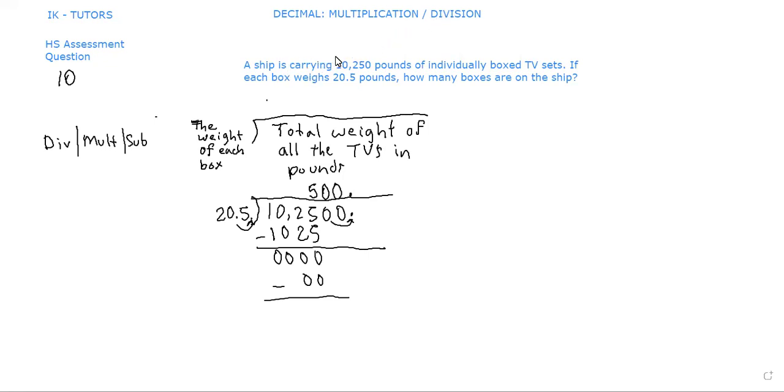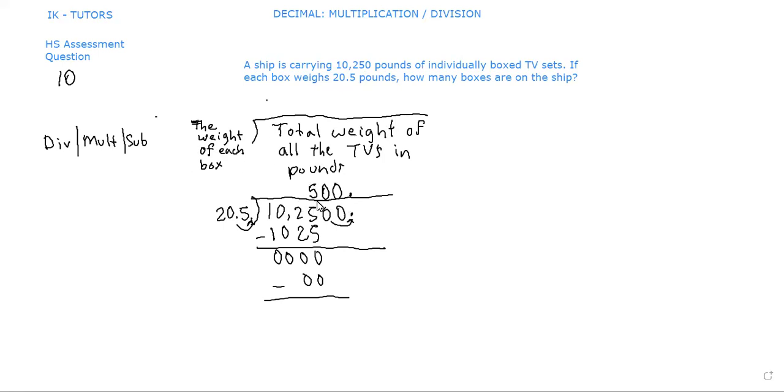So the problem states a ship carrying 10,250 pounds of individually boxed TV sets, right? If each box weighs 20.5 pounds, how many boxes are on the ship? Well, what we need to do here is divide the total weight of all the TVs in pounds, which was 10,250, by the weight of each box, which is 20.5. So let's go ahead and do that.